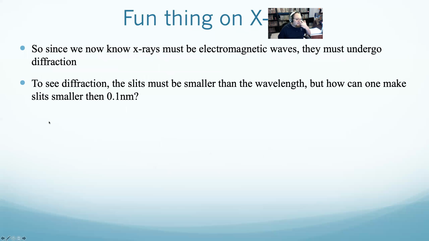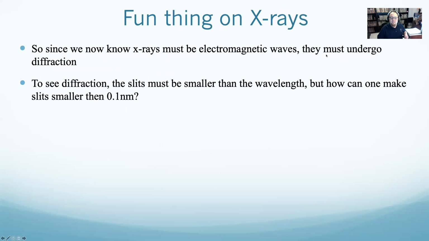Yes, we're releasing a photon of this energy, but that is a wave. And if it's a wave, it has to be able to undergo diffraction like any other wave. The single slit and double slit diffraction we did two chapters ago, X-rays have to be able to do too. But we said diffraction only happens if the slit is thinner than the wavelength, and the wavelength of X-rays is really small. So to see diffraction from an X-ray, you need a slit smaller than a tenth of a nanometer.